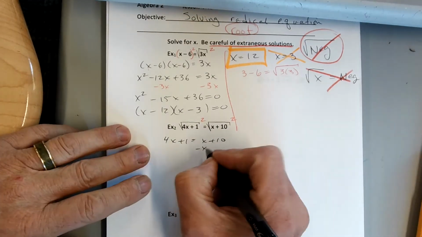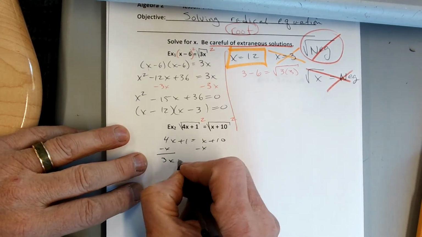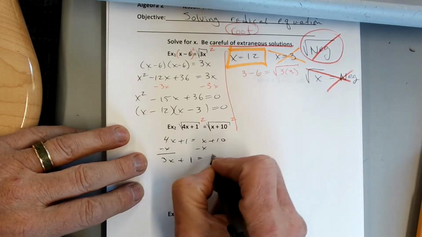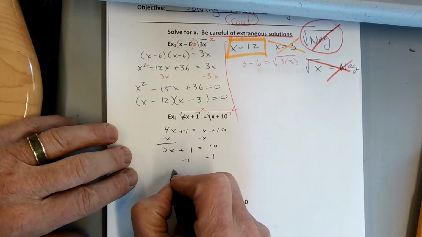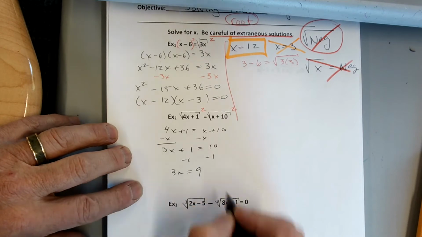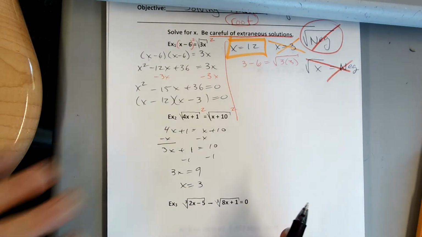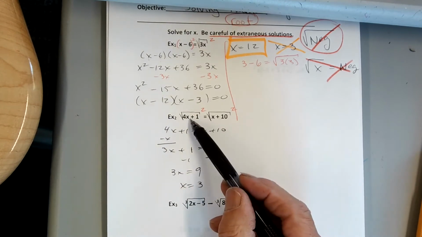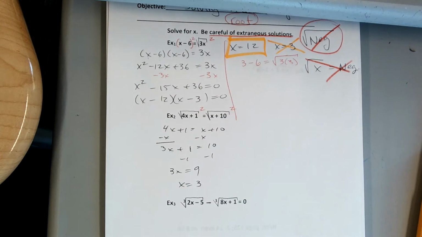I'll go minus x, that'll give me 3x plus 1 equals 10, right? Minus 1, 3x equals 9. Divide by 3, x is 3. Now, will that work? I think so. If I put 3 in here, I'm okay. And if I put a 3 in here, I'll be okay, right? So that is my answer.